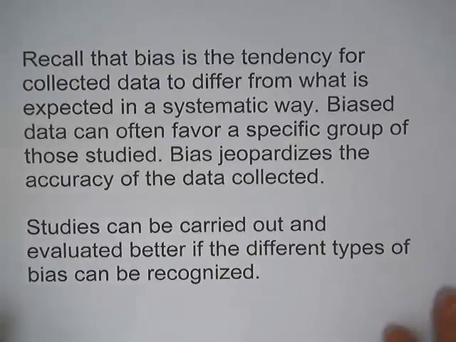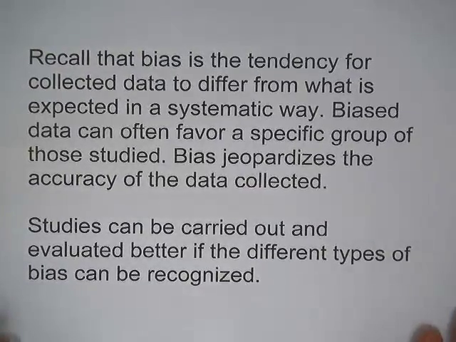So let's just make sure we have a good working definition of what bias is first. Recall that bias is the tendency for collected data to differ from what is expected in some systematic way. Biased data can often favor a specific group of those studied. Bias jeopardizes the accuracy of the data collected. Studies can be carried out and evaluated better if the different types of bias can be recognized.